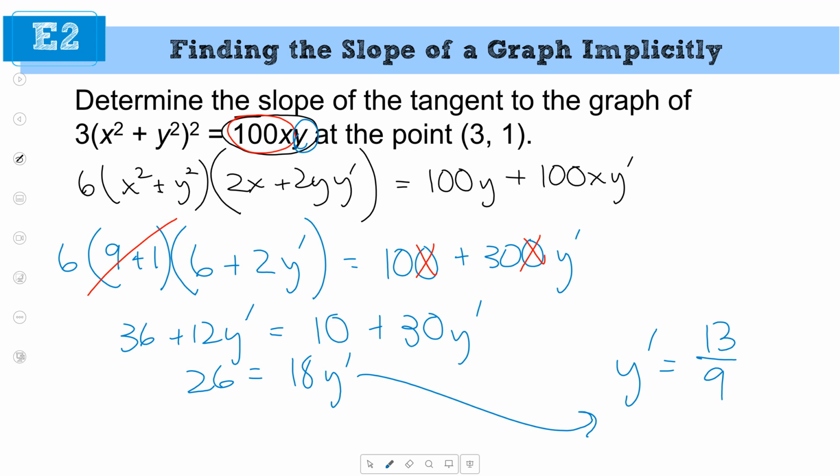And I'm done. Now, if the problem said what's the equation of the tangent line, then you have the slope, you have the point. Go crazy with that, use it in point-slope form.